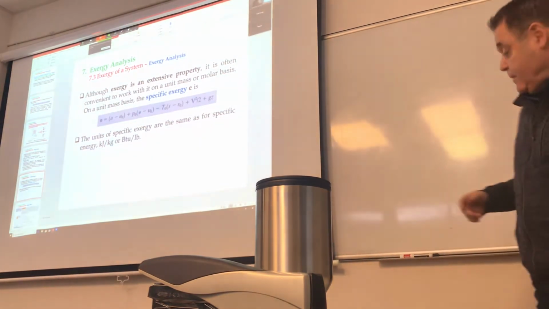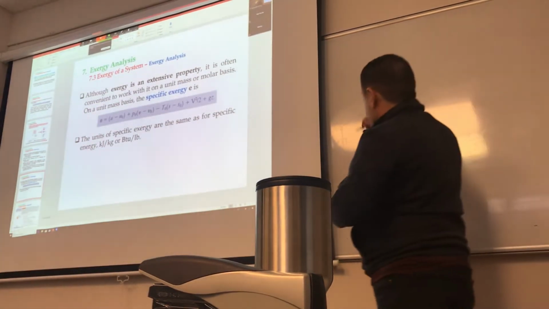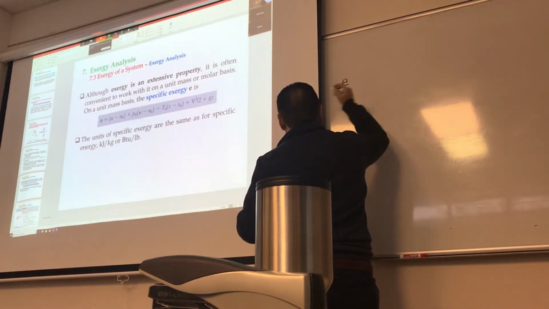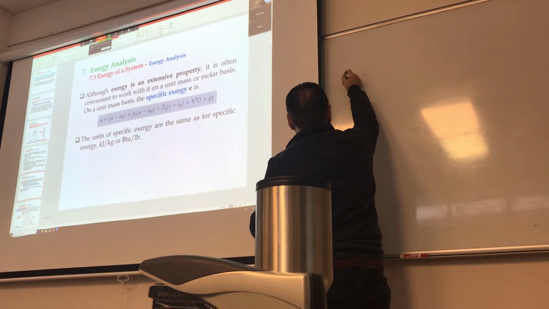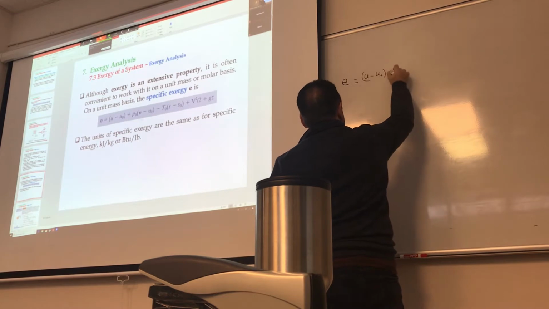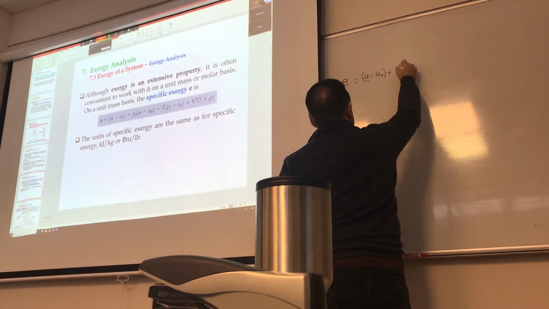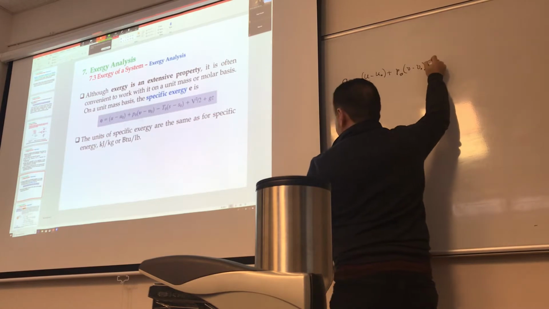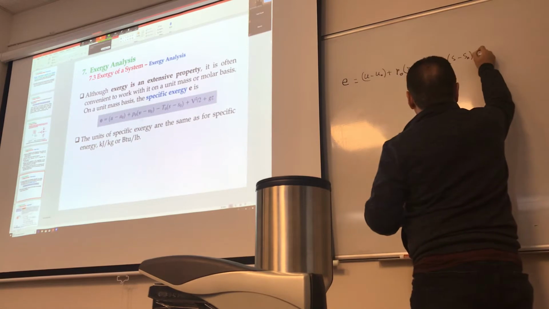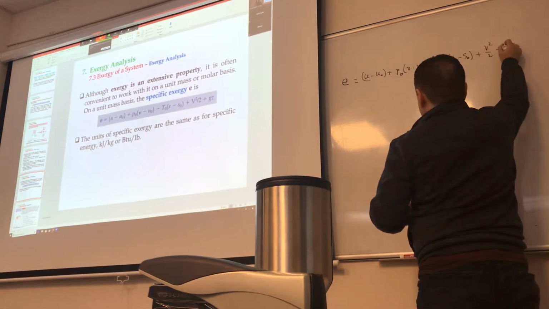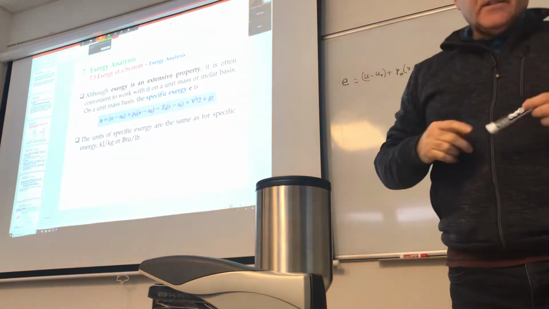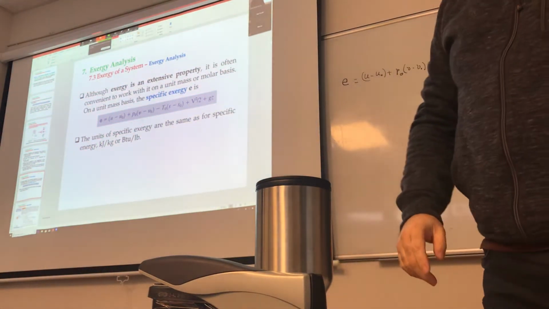Remember, E has a very interesting font. This means exergy per unit mass is equal to U minus U naught plus P naught (V minus V naught) minus T naught (S minus S naught) plus V squared over 2 plus gz. Because it is per unit mass, it's in kilojoules per kilogram.